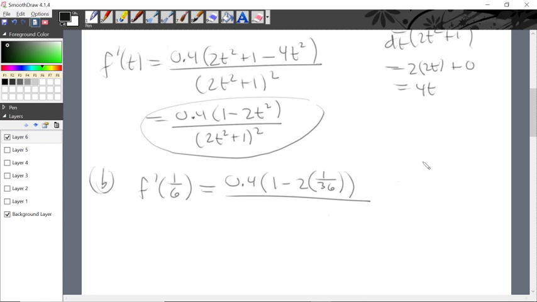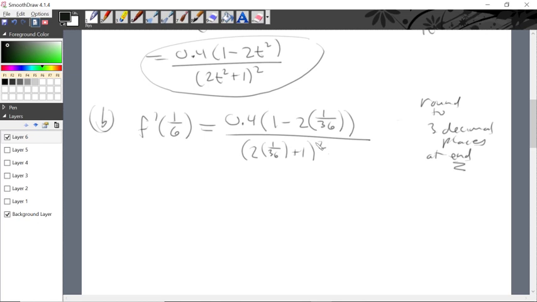Okay, in the end, let's say we round to 3 decimal places, but not until the end of the process. I don't want to do any rounding right now, to preserve the accuracy in our answer. Now the denominator would be 2 times t squared, so 2 times 1 over 36 plus 1, quantity squared. If you plug all this into your calculator carefully, you can get an approximation.